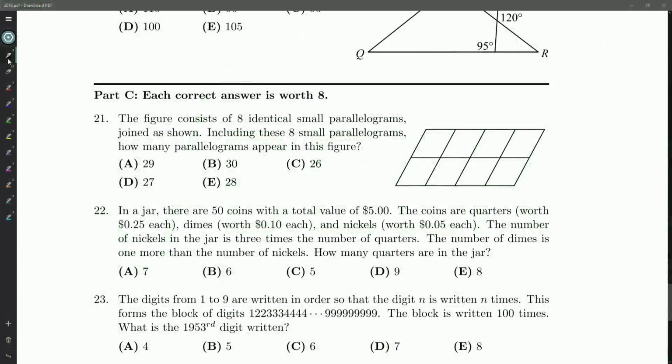Hello everybody and welcome back. Welcome back to part C now of our 2018 Gauss paper. We're just starting part C here with question number 21.